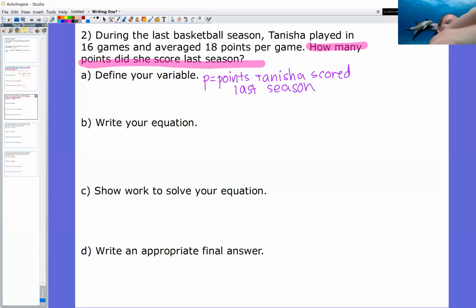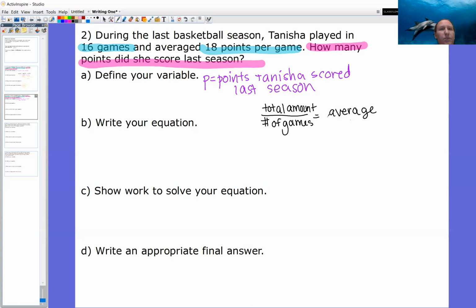Now we are going to write a verbal model based on this question. So first, I have other information in here. It says she played in 16 games and averaged 18 points per game. I'm thinking those will also be pretty important. In terms of a verbal model, this one's a little bit different because we don't have a total, but the way average works, if you take the total, I guess we do have a total. For an average, if you take a total amount and divide, in this case, by the number of games, that's how you figure out an average. The total points divided by the number of games gives you the average. So now based on that, write your equation.